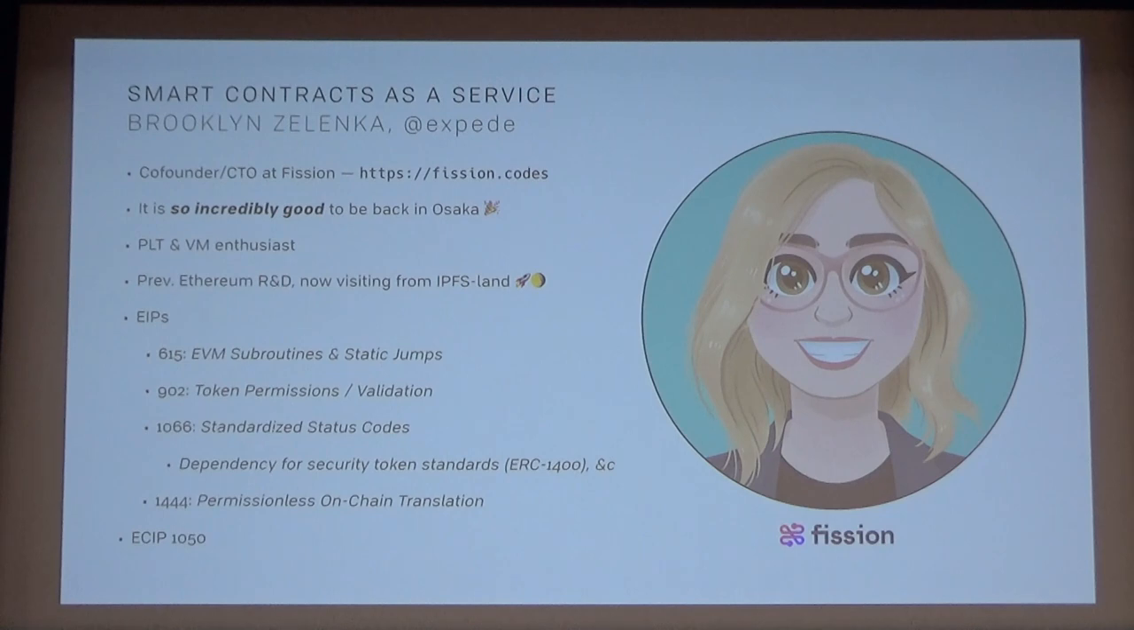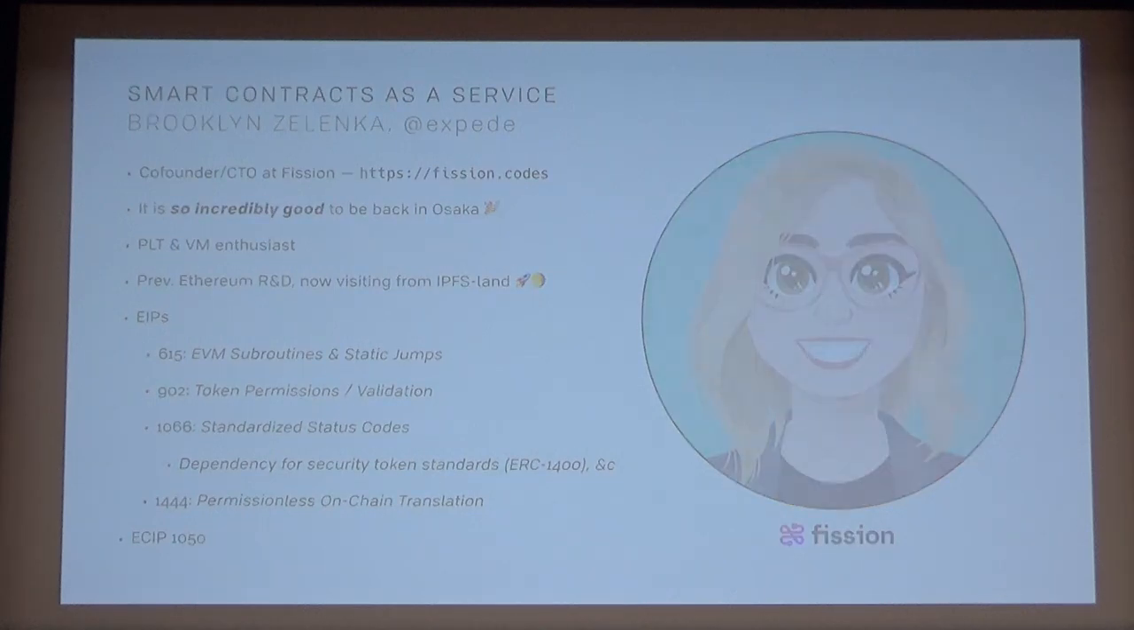And also the other one to really note here is 1066, which is what most of this talk will be on, the standardized status codes for inter-contract communication. In Ethereum Classic land, where this is being ported over as well, this is ECIP 1050. The other thing to note here as well is this is ending up in a lot of other standards, so a few of the security token standards, notably the family 1400 security tokens, use this as a dependency as well. So this is already finding its way out into industry, things that deal with regulation, etc.